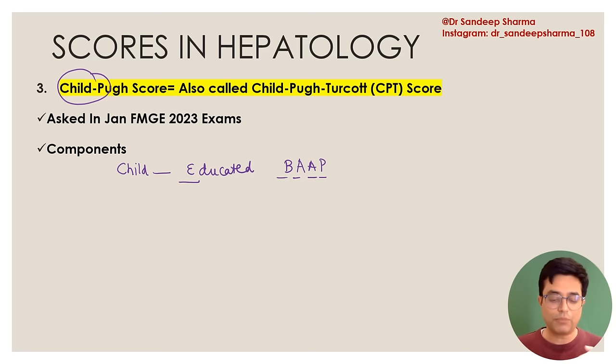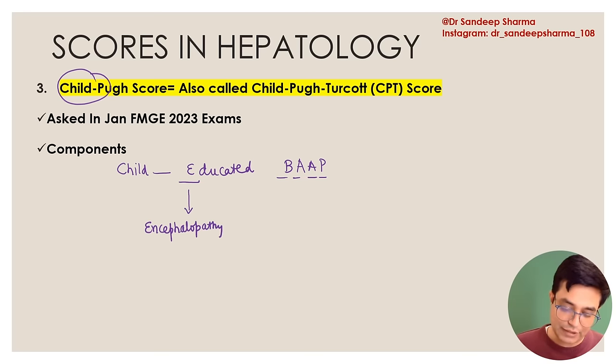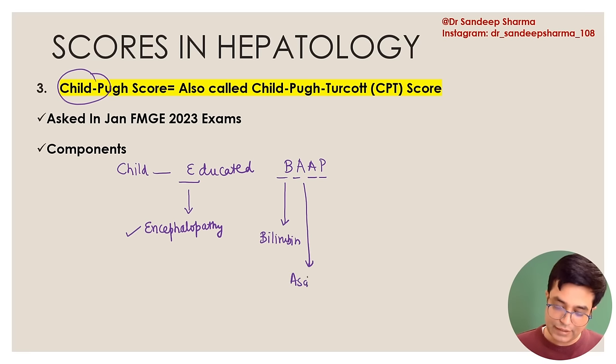How to remember the components of Child-Pugh score? E stands for encephalopathy. So the first component of Child-Pugh score is encephalopathy. The second component is B, which stands for bilirubin. A stands for ascites. Another A stands for albumin. And this P stands for prothrombin time.